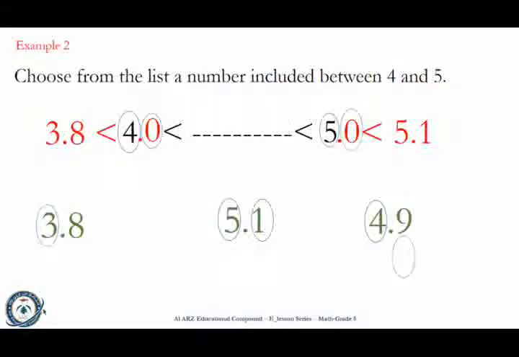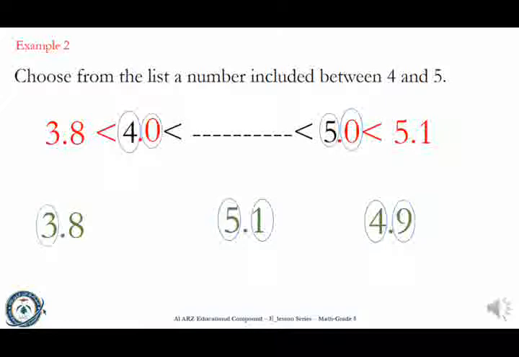Example 2. Choose from the list a number included between 4 and 5. 4 and 5 are consecutive whole numbers. And in the list, we have 3 decimal numbers. So we should add useless zeros to start talking about decimal numbers between 4 and 5.